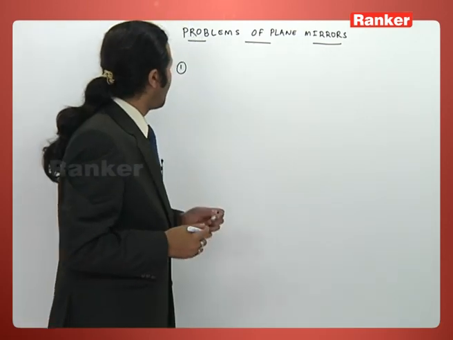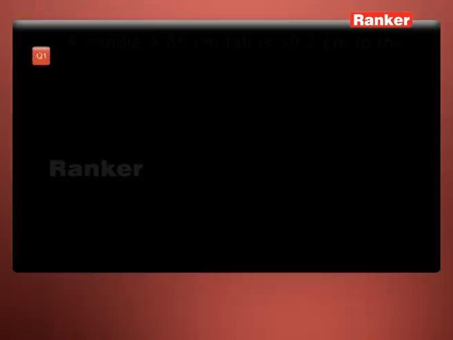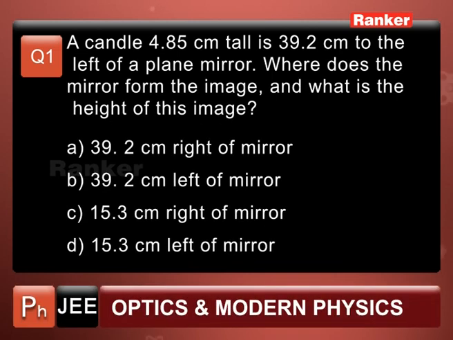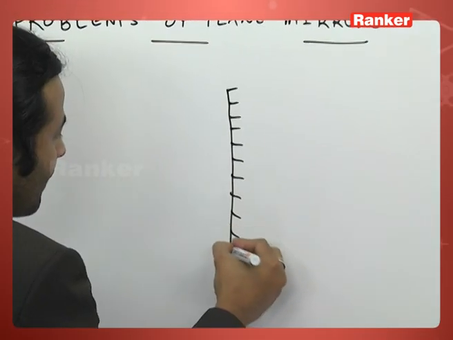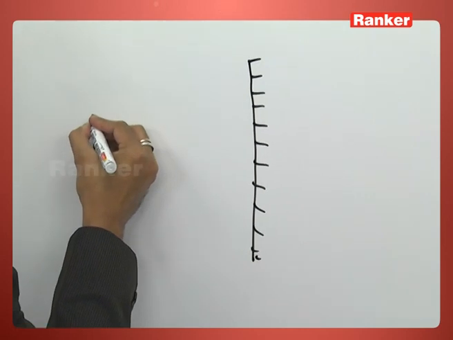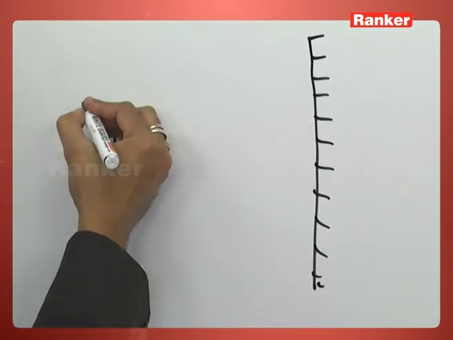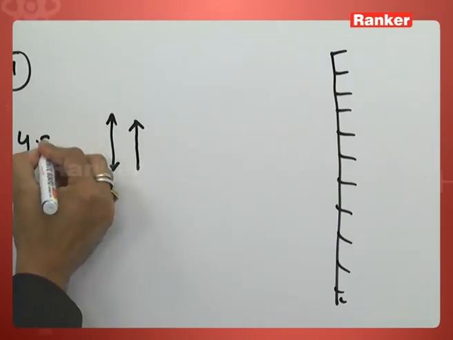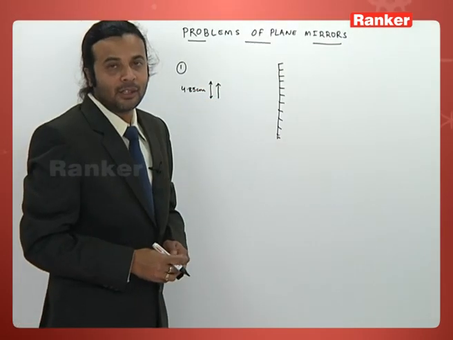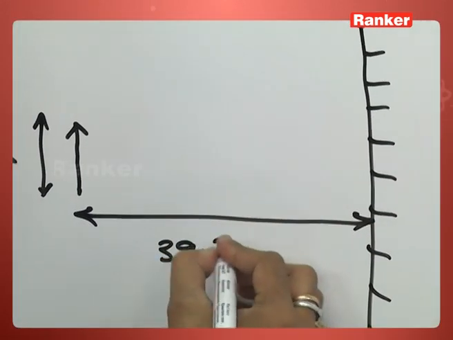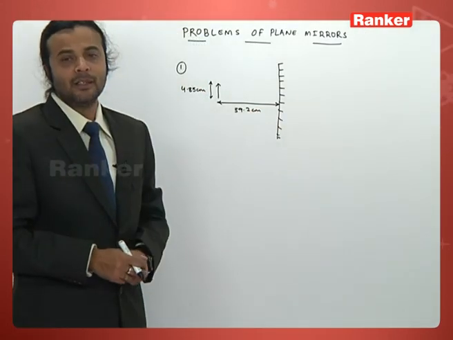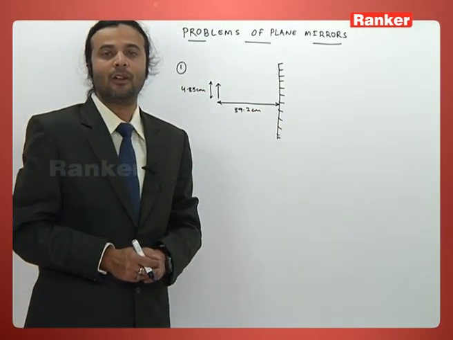Let's discuss one of the basic problems related to plane mirrors. The question is: a candle 4.85 centimeter tall is 39.2 centimeter to the left of a plane mirror. So we take a plane mirror, and we take a candle something like this. The candle is 4.85 centimeter tall and is 39.2 centimeter to the left of the plane mirror. Where does the mirror form the image, and what is the height of this image?